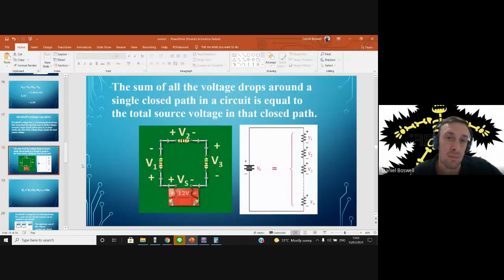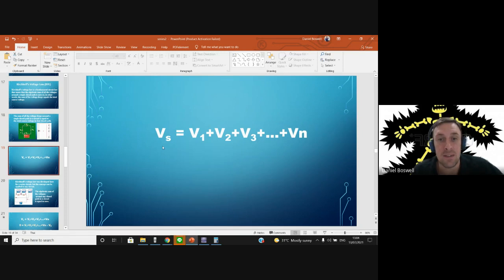Let's have a look now. Okay. So the sum of all the voltage drops around a single closed path in a circuit is equal to the total source voltage in that closed path. So our voltage drops V1, V2, V3 will add up to 12 volts, our VS. That's Kirchhoff's law. VS equals V1 plus V2 plus V3, on and on, plus Vn. And that gives us our voltage supply.